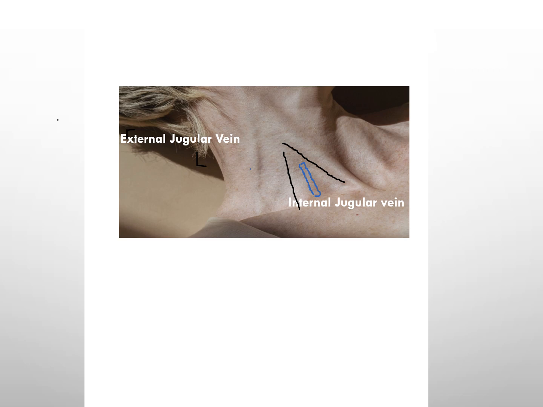To measure JVP, have the patient lie at a 45-degree angle. The patient needs to look to the left to expose the internal jugular vein and locate it between the sternal and clavicular heads of the sternocleidomastoid. Unlike the carotid pulse, jugular venous pressure cannot be palpated. Apply gentle abdominal pressure to check for abdominojugular reflux if unsure.